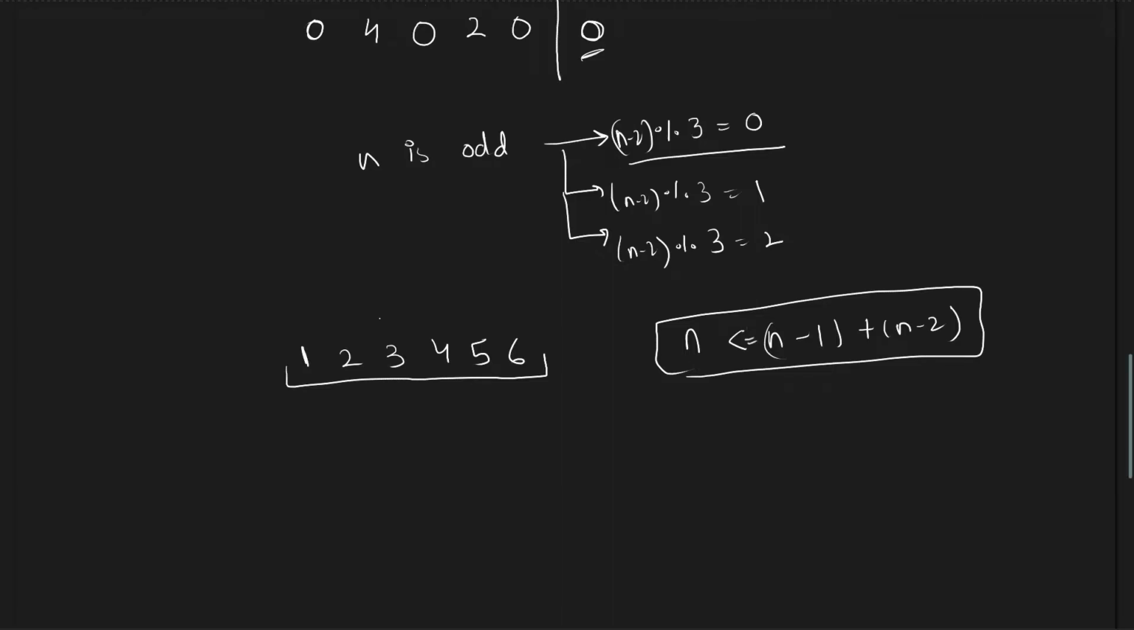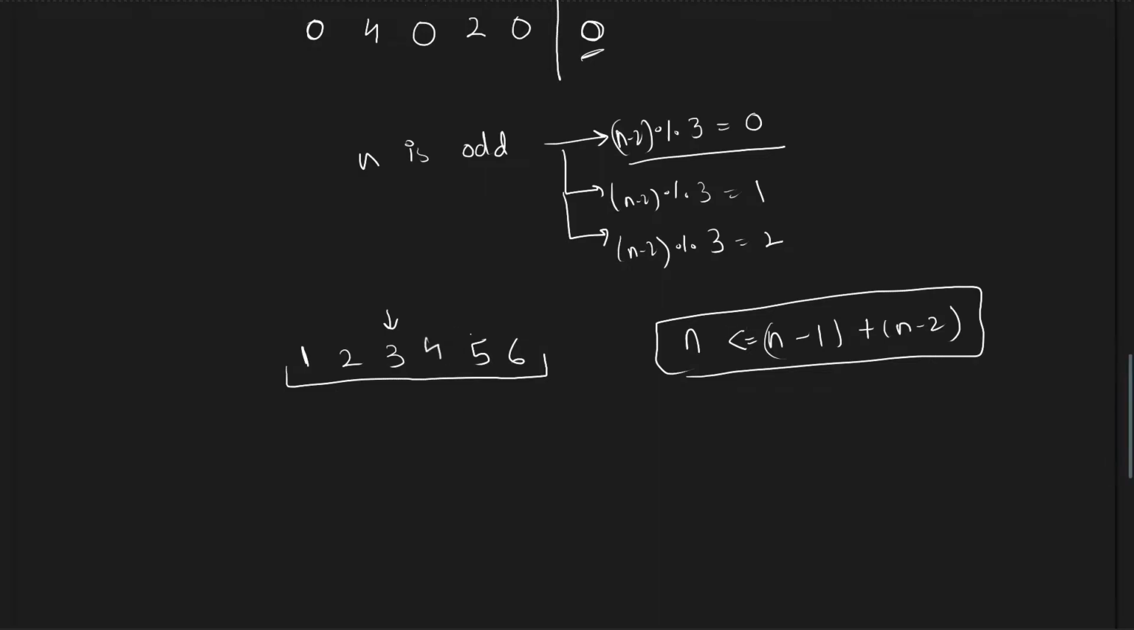It will always be less than or equal to. If you take the smallest number 3, for which n minus 1 and n minus 2 exist, the sum will be 3. 2 plus 1 is 3. And for any other numbers, the sum would always be greater than n. For example, if we take these two, 3 plus 2 is 5 and this number is 4. So n will always be less than or equal to n minus 1 plus n minus 2.